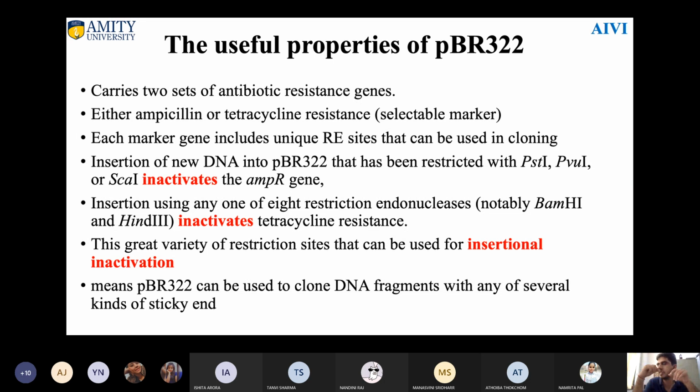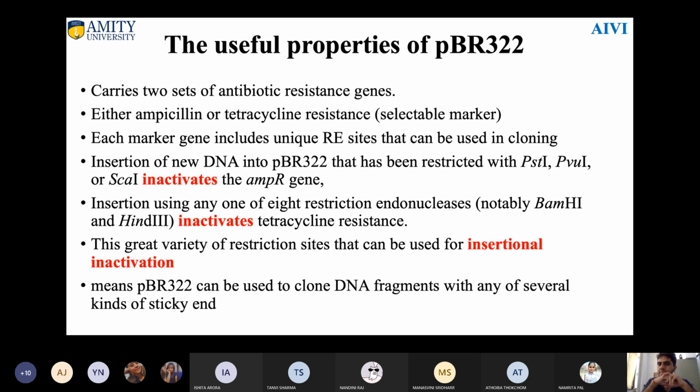So these three restriction sites are present in the gene that codes for the ampicillin resistance gene. So if you are cloning, if you are loading your insert at any of these three sites, it is going to inactivate your ampicillin resistance gene. So what is going to happen in this way? In the earlier case, when both the sites are intact, both the genes are intact, the cell harboring the vector is going to survive in both of these antibiotics.